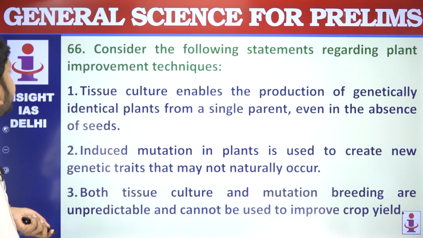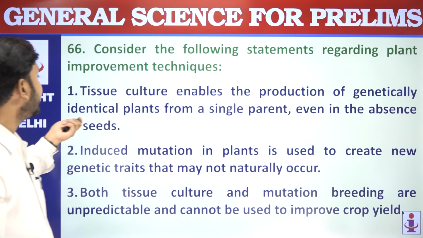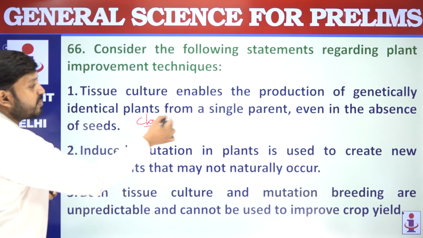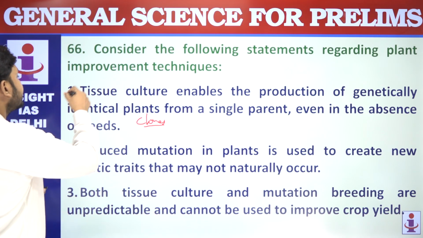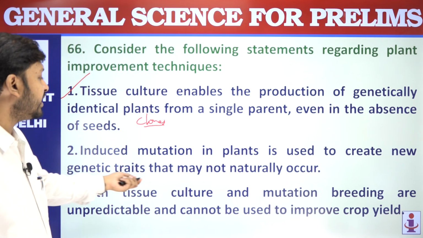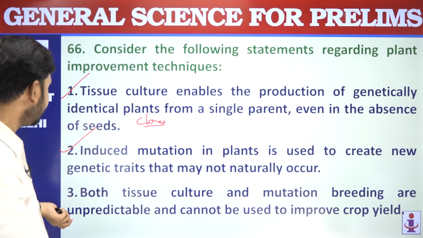Consider the following statements regarding plant improvement techniques. Tissue culture enables the production of genetically identical plants, that is nothing but clones, from a single parent even in the absence of seeds. This is right. Induced mutation in plants is used to create new genetic traits that may not naturally occur. This is also right. Genetic engineering, all these things will use.